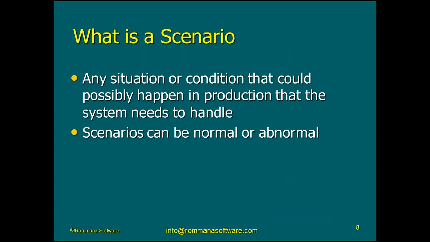And of course, scenarios can be normal or abnormal. I call them positive and negative. Things that normally happen all the time, things that do not normally happen. And of course, there's a lot of definitions about what those abnormal scenarios are. If someone is trying to force the system to do something that the system is not supposed to do, that's an abnormal scenario. If a component of the system failed during the process, that's an abnormal scenario. If someone is trying to use a system and enter invalid data, that's an abnormal scenario.